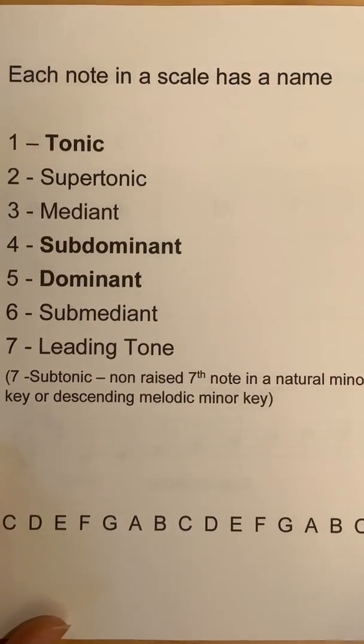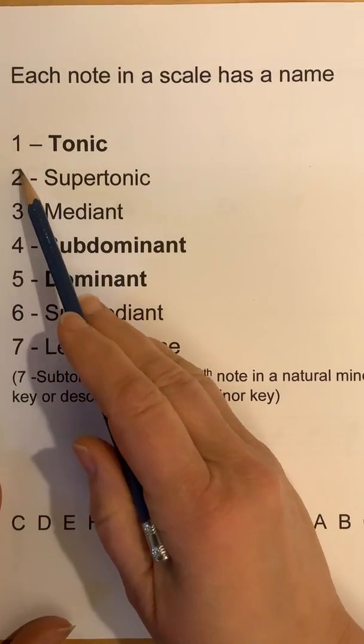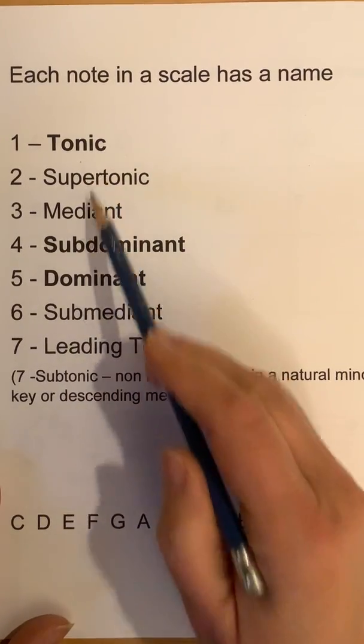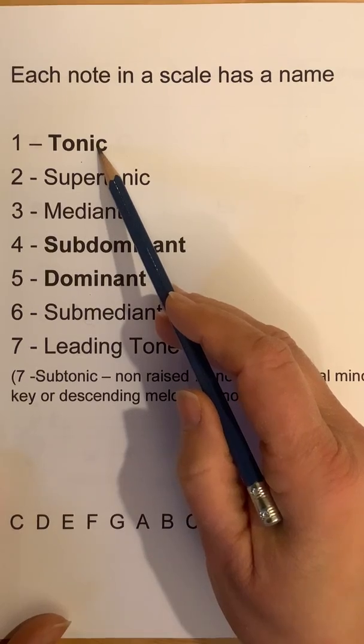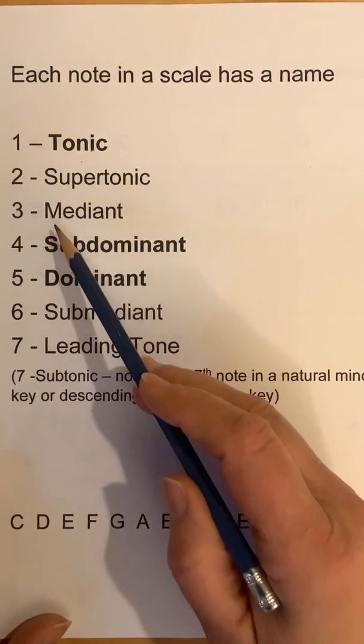Now, every note in a scale has a name, and we call those notes in a scale a degree. So the first note or degree in a scale is called the tonic. The first three that we generally learn are tonic, subdominant, and dominant. So the first degree of the scale, for example in C major, would be C, and that's called the tonic.